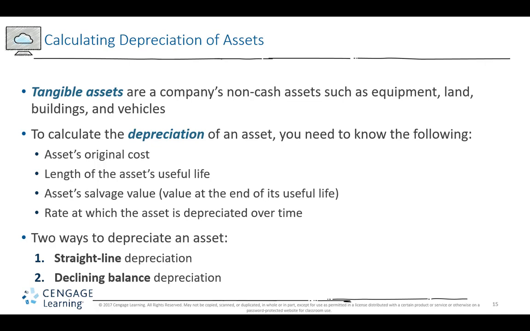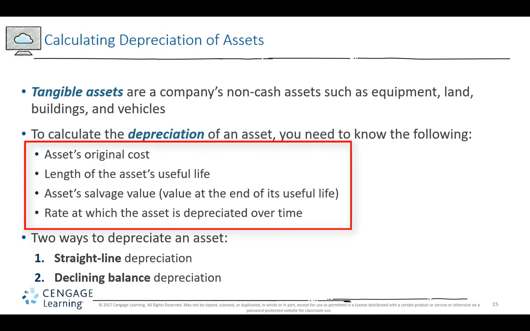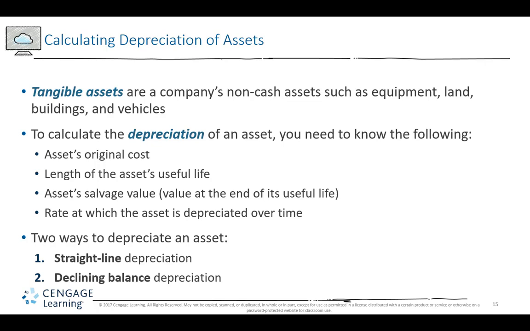To calculate the depreciation of an asset, you need to know the following: the asset's original cost, the length of the asset's useful life, the asset's salvage value, this is the value at the end of its useful life, and the rate at which the asset is depreciated over time. There are two ways to depreciate an asset: straight line depreciation or declining balance depreciation. You will explore both in the lab.